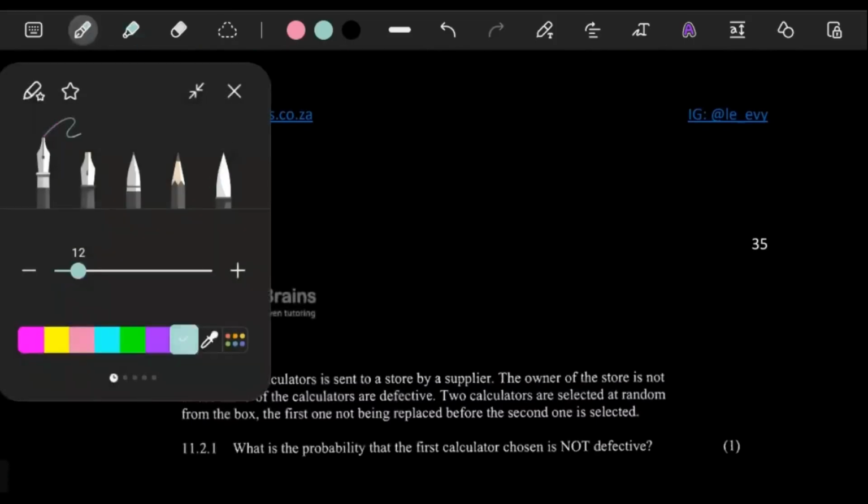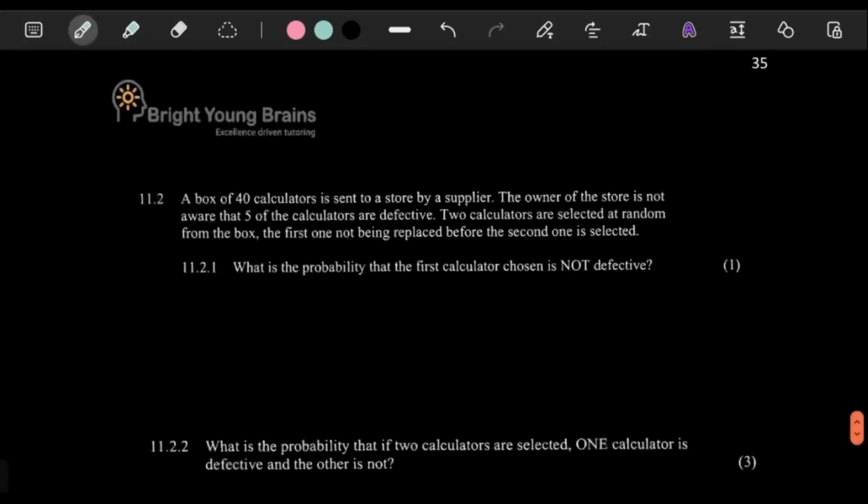Now, question 12.1 says the following. A box of 40 calculators is sent to a store by a supplier. The owner of the store is not aware that 5 of the calculators are defective. Two calculators are selected at random from the box. The first one is not being replaced before the second one is selected.